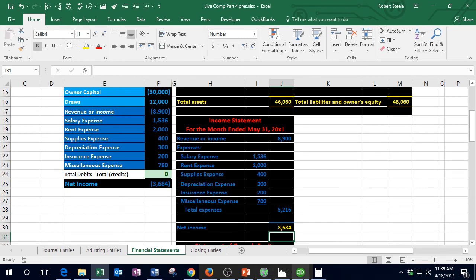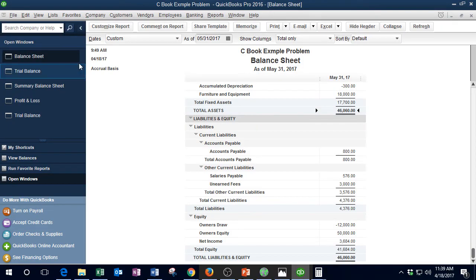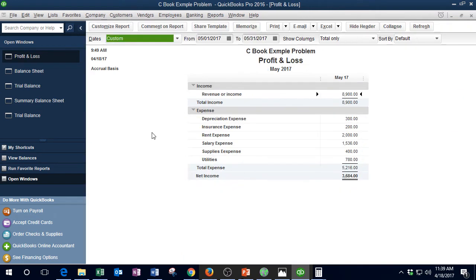Let's take a look at what QuickBooks does. So QuickBooks, we're on the balance sheet. Now we're going to say the income statement. First thing we need to know for QuickBooks on the income statement is they don't call it an income statement. They call it a profit and loss. So profit and loss is this statement. That is the income statement for QuickBooks.